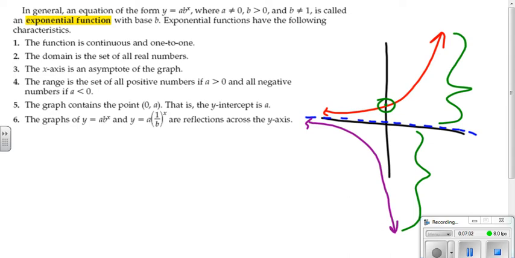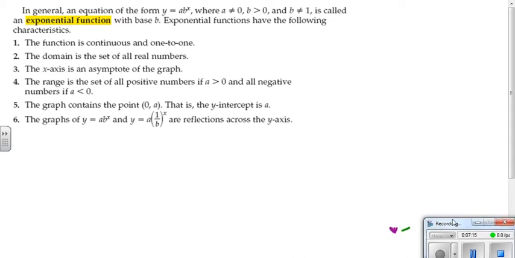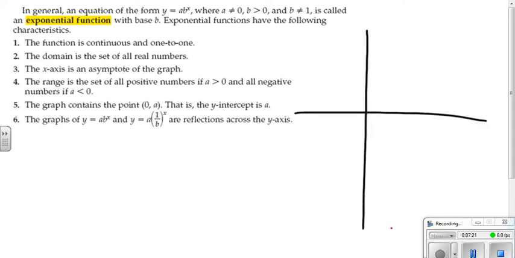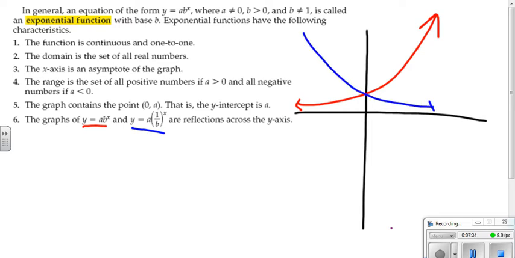The graphs of y equals a b to the x and y equals a (1 over b) to the x are reflections across the y-axis. Now again, just an example of what that looks like. If we were to draw the graph here, if this one here was our first one, y equals a b to the x, then y equals a (1 over b) to the x would be a perfect reflection of it over the y-axis. Again, notice our y-axis right here. Use it like a mirror. They'll perfectly flip over and look just like the other one. That's how that works.